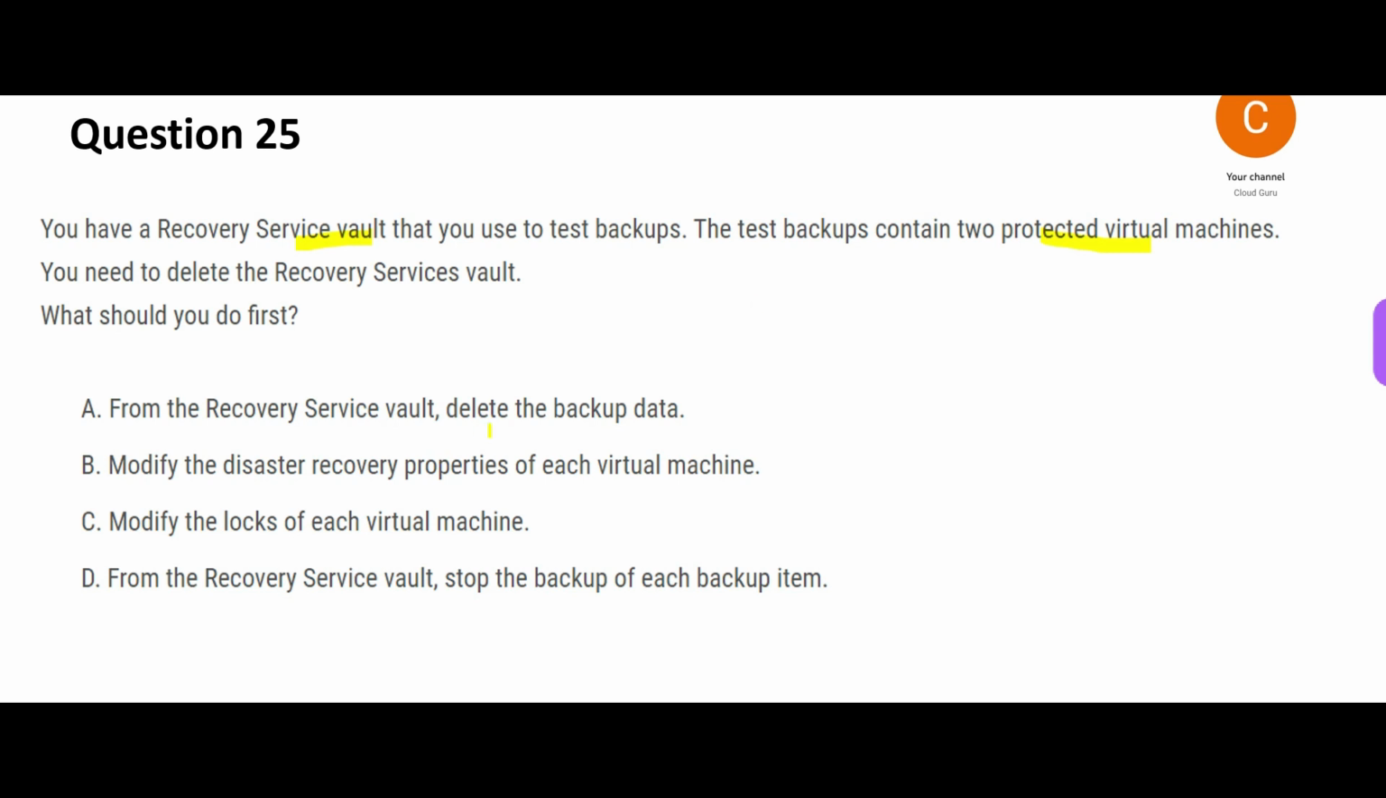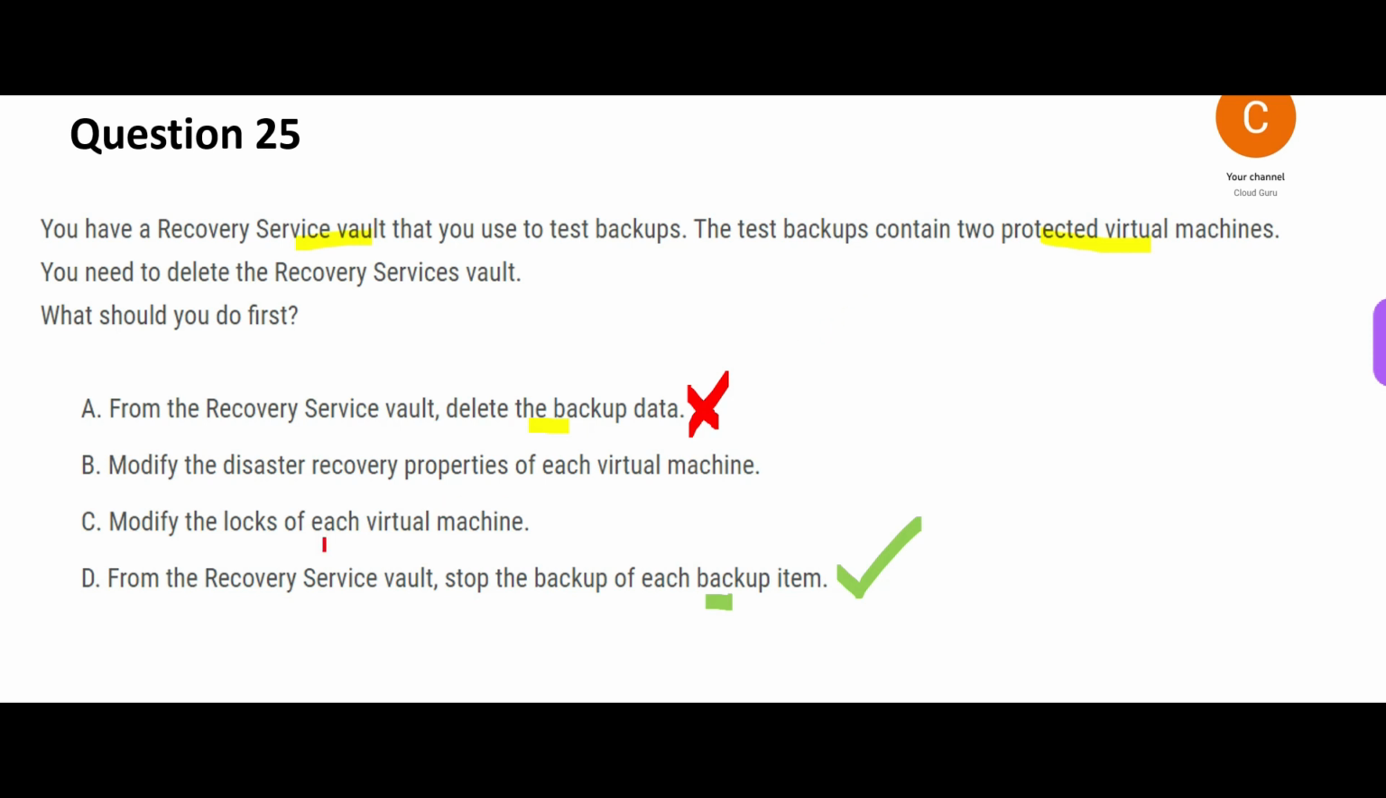Option A says they will first delete the backup data. But a live backup is already happening, no? You can delete the backup data which is already backed up, but what about the current backup that is happening? You should stop that first, right? That is why A is wrong and D is correct, because the first thing we will do is stop the backup of each item. Then we will go and try to delete the backup data.